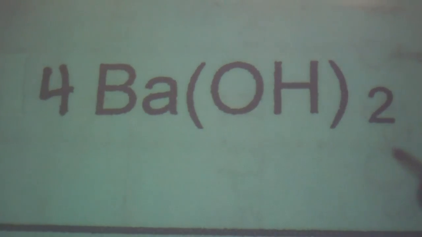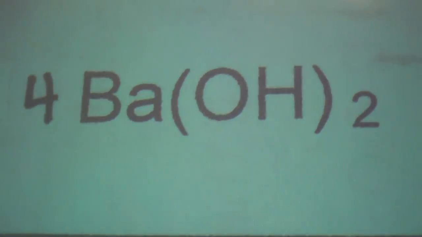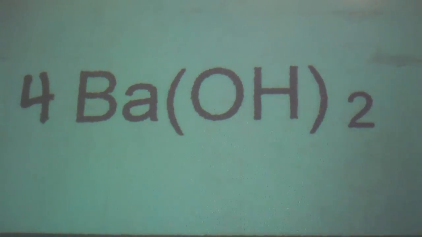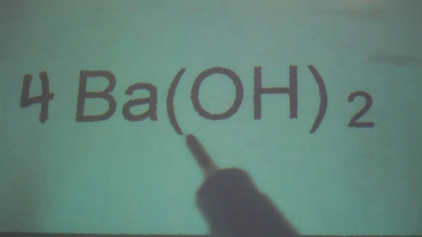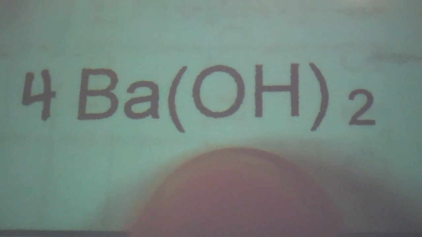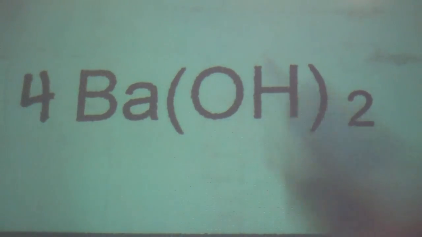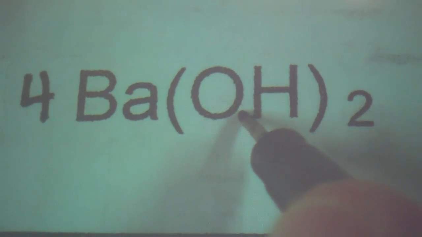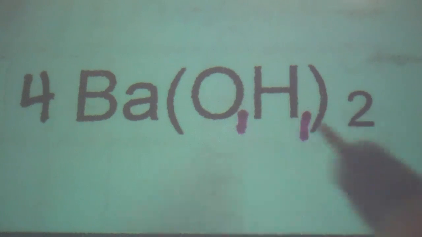Okay? Now, here's a parentheses. In order to do a parentheses, I want you to just use the distributive property in math, and you're going to distribute that 2 inside the parentheses only. You will never go outside of the parentheses. Now, these elements, oxygen and hydrogen, have no subscript, so we imply that it is a 1.